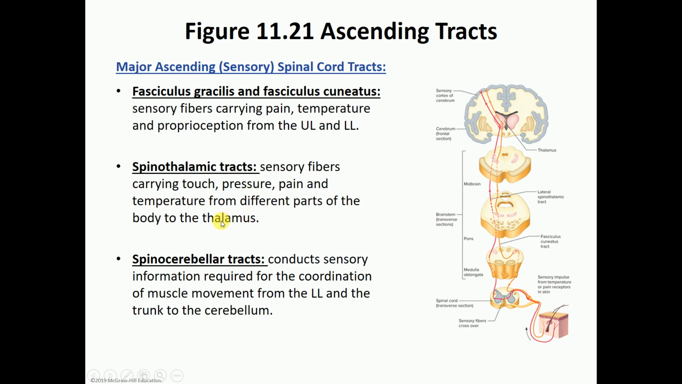Now the spinocerebellar, that conducts sensory info from the spine to the cerebellum, and the cerebellum, remember, was responsible for your coordination of muscle movement. So it will get sensory information related to its function from the lower limbs and from the trunk.